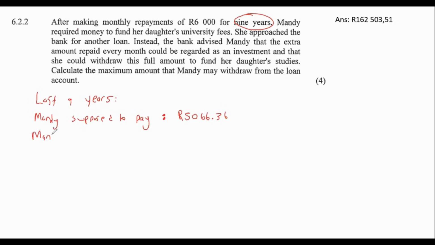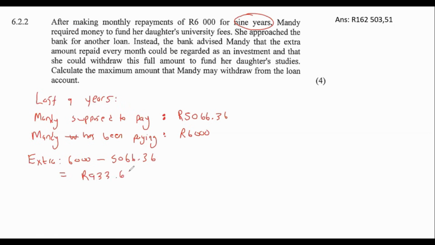However, how much has Mandy been paying? Mandy has been paying 6,000 Rand. So how much extra has she been paying? Well, that would obviously be 6,000 minus 5,066.36, and that's equal to 933.64. So Mandy's been paying an extra 933 Rand and 64 cents. So the bank manager says, why don't we pretend that all of that money was an investment, and let's see what that amount of money would have been worth.